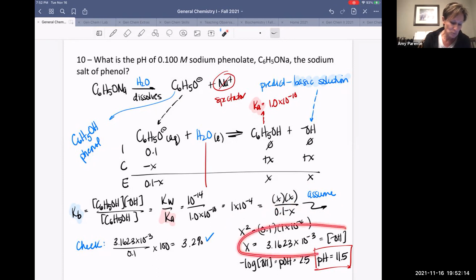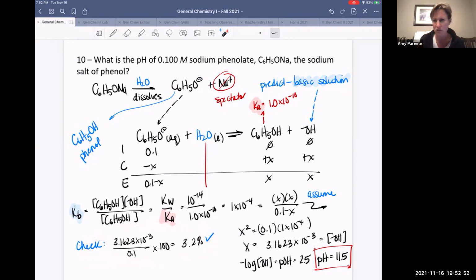The challenge with this problem is that our x is going to give us a hydroxide concentration. So we have to make sure we don't just take the negative log and say, whoops, we're done. We should have our logic hat on that says, wait a minute, basic solution, I should have a pH greater than 7. That should be a reminder that I calculated pOH because I took the negative log of the hydroxide concentration. So 14 minus that number gives me my pH of 11.5.